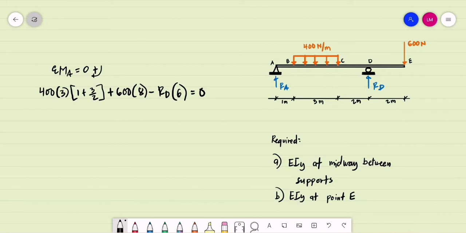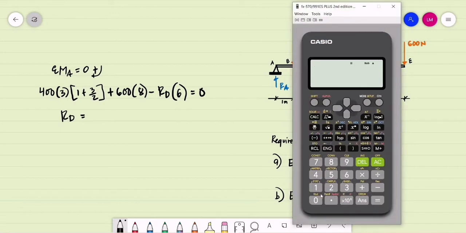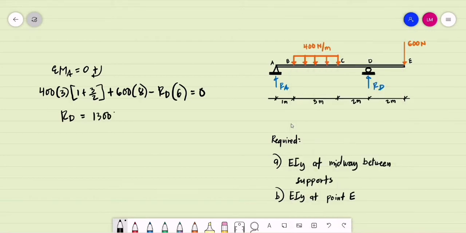So computing for the reaction at D, we have that as 400 multiplied by 3, multiplied by 1 plus 3/2, plus the 600 newtons multiplied by 8 meters. This is to be divided by 6. We have R sub D is equal to 1,300 newtons, and it is upwards.